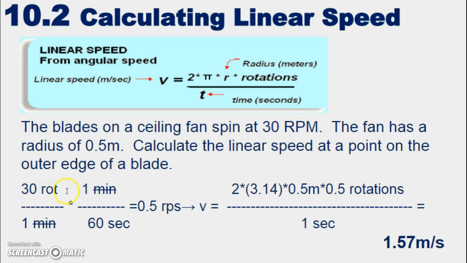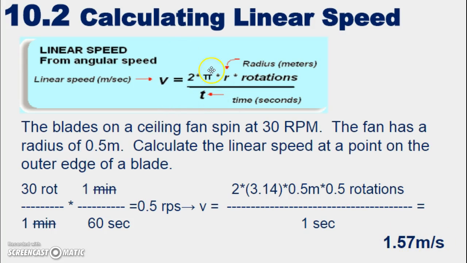Okay, so let's do this. 30 rotations per minute, so 30 RPM, times 1 minute over 60 seconds, so I need to convert minutes into seconds, equals 0.5 RPS. That's rotations per second. That's key here, because you've got to get this in seconds. And then I can solve: my linear speed is going to be equal to 2 times pi times 0.5, in this case, rotations per second. So I have circumference times 0.5 rotations per second. And you'd find that it's about 1.57, or 1.6 meters per second.